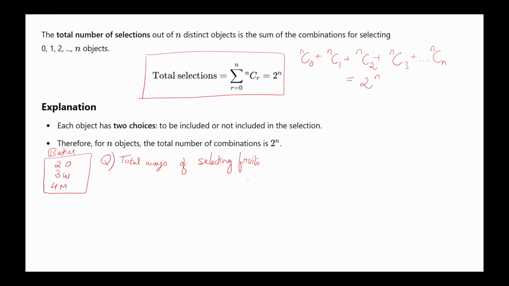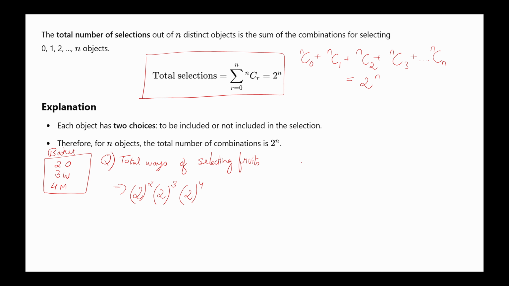Now how are you going to find out the total ways of selecting fruits? Simply it is going to be 2 to the power n. So for oranges it is going to be 2 to the power 2, multiplied by, since I have to consider each and every fruit, 2 to the power 3 into 2 to the power 4. One factor for oranges, one for watermelon and one for mangoes.